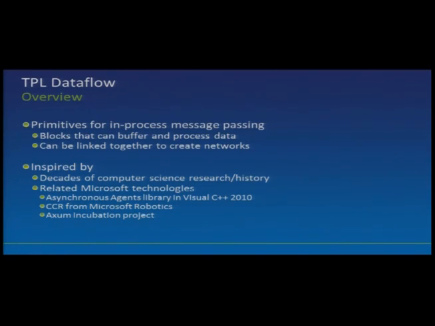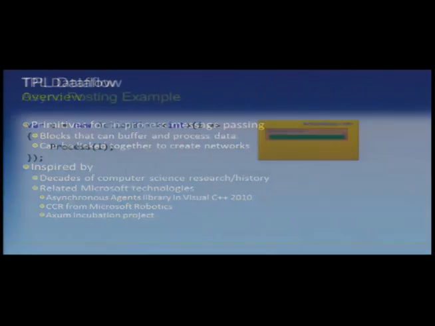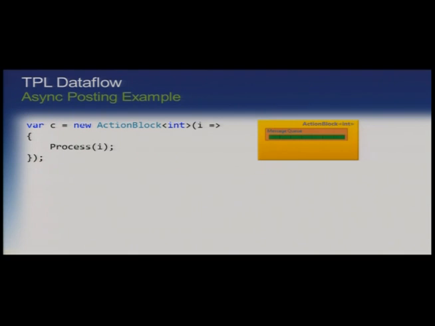There has been a lot of work in these kinds of data flow networks, specifically at Microsoft. We have shipped the Asynchronous Agents Library in Visual Studio, in Visual C++ 2010. The Microsoft Robotics team has built the CCR library, and we've had an Axum incubation project that was about these data flow networks but integrated into a programming language. And the TPL Dataflow takes all of the things that have been learned and puts all of these concepts behind a production quality .NET API.